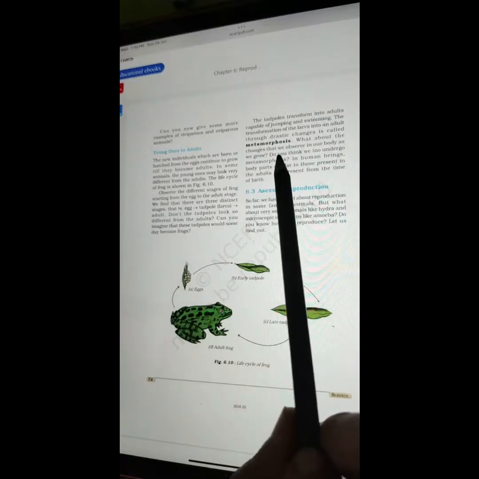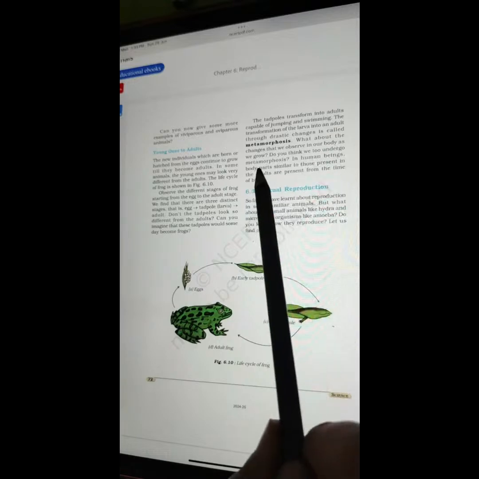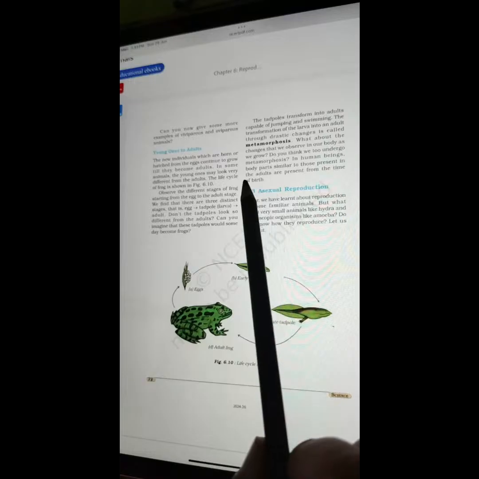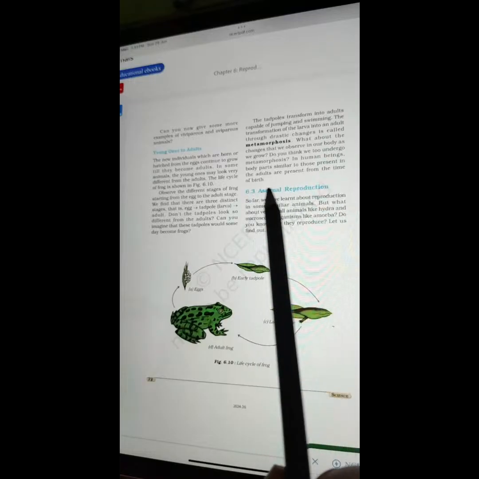What about the changes that we observe in our body as we grow? Do you think we too undergo metamorphosis? In human beings, body parts similar to those present in the adults are present from the time of birth.